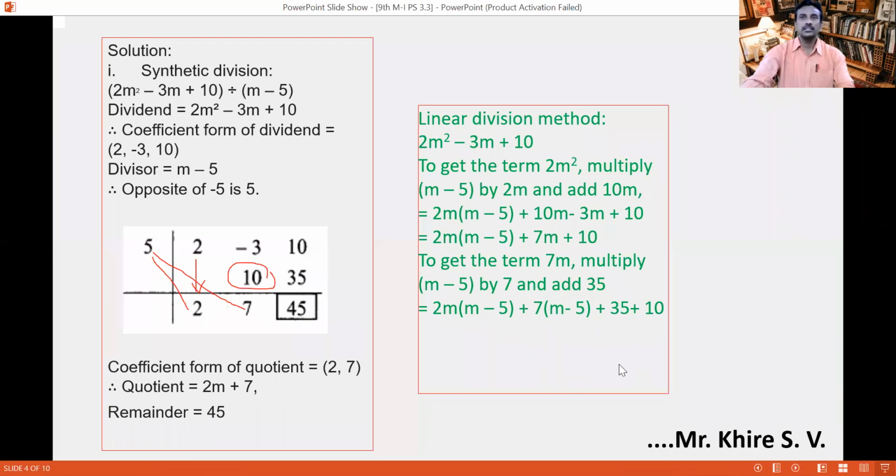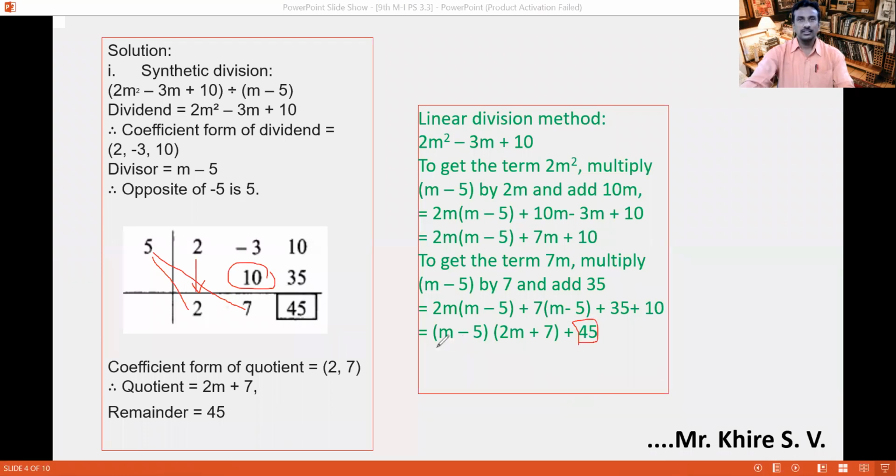The value doesn't change. Therefore 7 into m minus 5 plus 35 and plus 10 as it is. Now m minus 5 as it is, then 2m plus 7 is the remaining term. Here 2m plus 7 and plus 35 plus 10 is 45. Now m is not there. Therefore, this is the remainder. And therefore, we can write this 45 as the remainder of the given division.